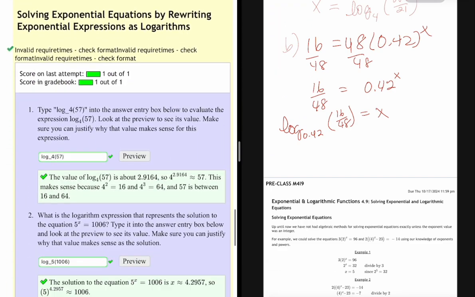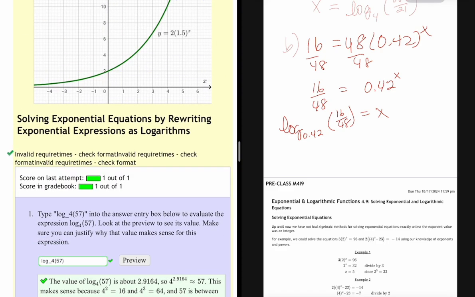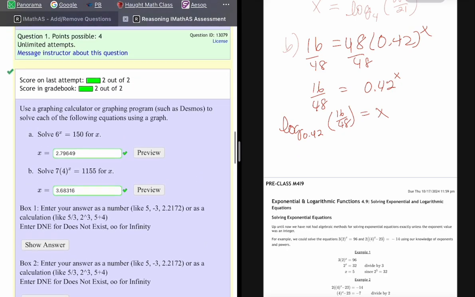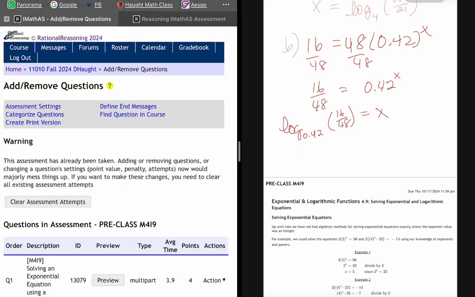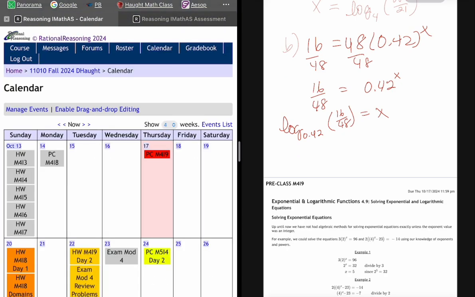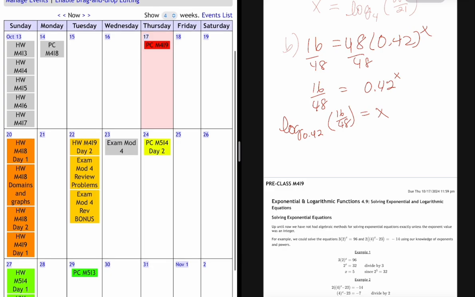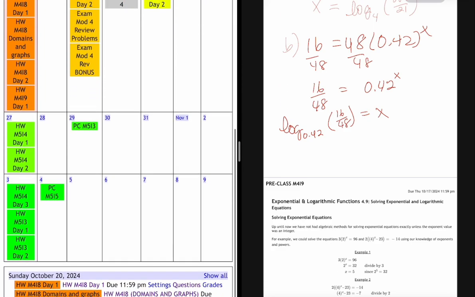Okay, so that is your 4.8 pre-class. Okay, so that should be done. Now, we don't have much time, but even if we get one question done, that's better than nothing. So now go to your calendar, look at the homework on the 20th there. I'm going to do homework 4.9, day 1.